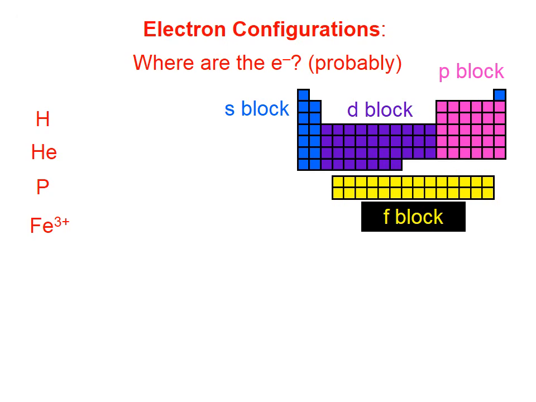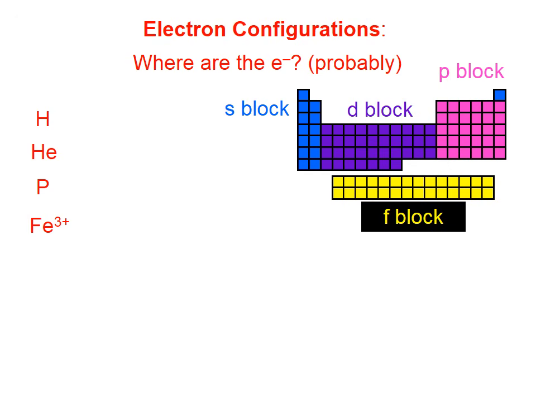When we write electron configurations, we're writing where the electrons probably are in an atom. I assume that you've seen it before, but we do need to review what we mean by the S block, the P block, the D block, and the F block. Note that the element helium, up here in the upper right corner, is technically part of the S block, but it's put over here because it's also one of the noble gases. So you've got to put it somewhere.